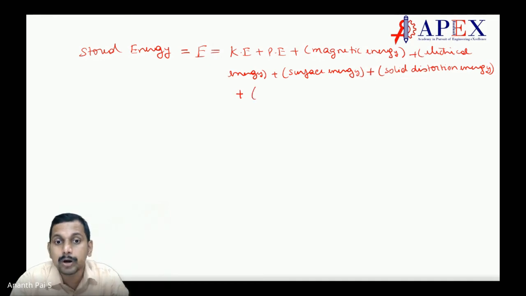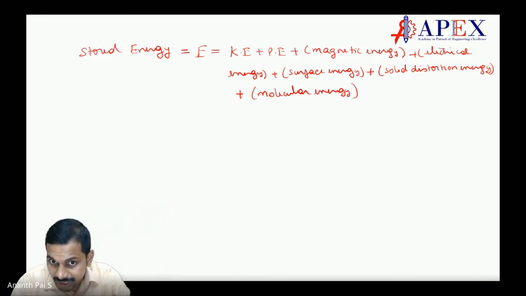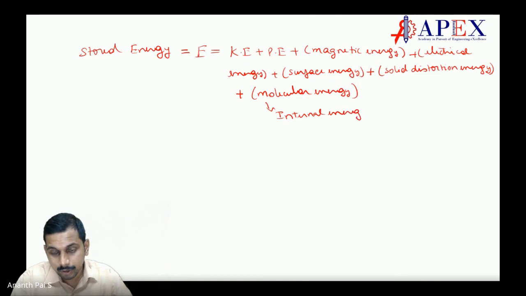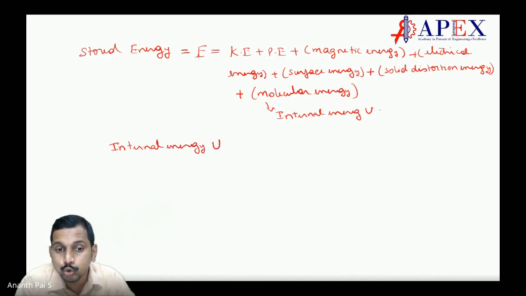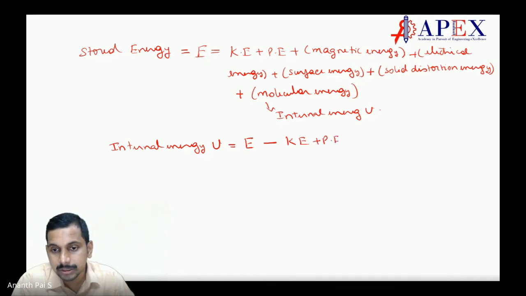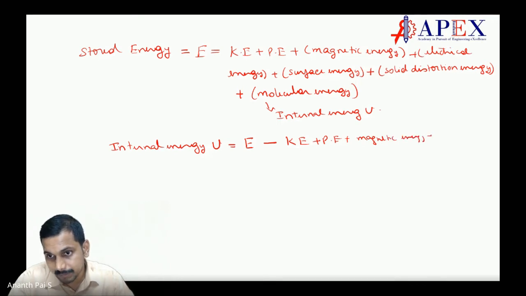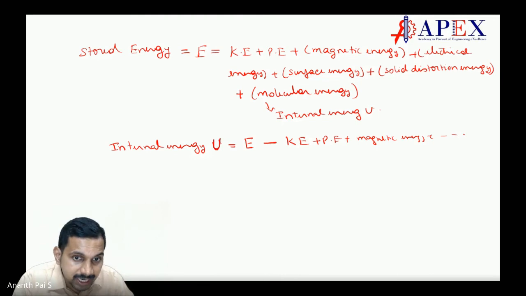Plus molecular energy. This molecular energy is called the internal energy U. That means the internal energy due to molecules, U, is equal to stored energy minus kinetic energy plus potential energy plus magnetic energy plus so on. So this internal energy is very, very important.